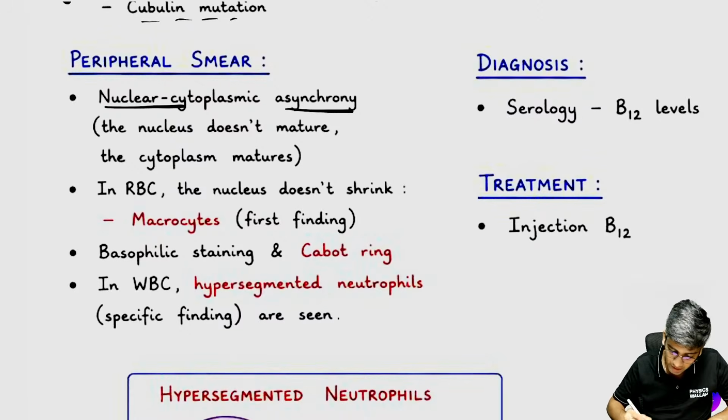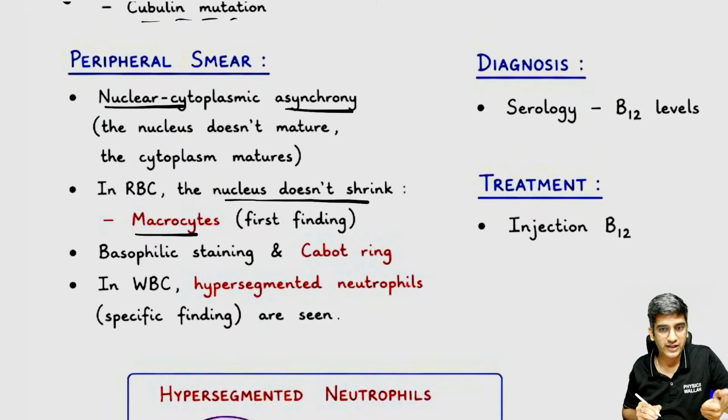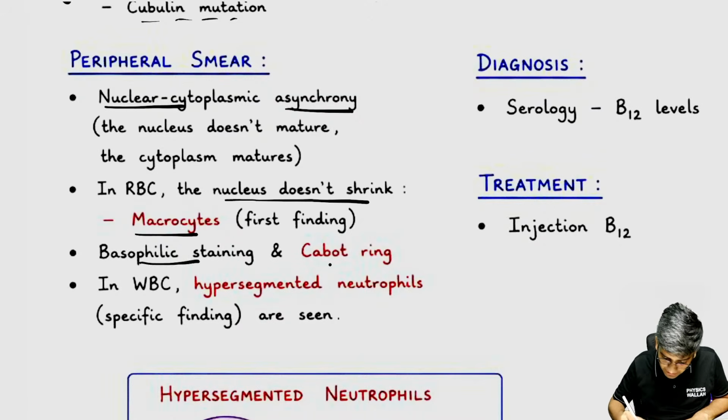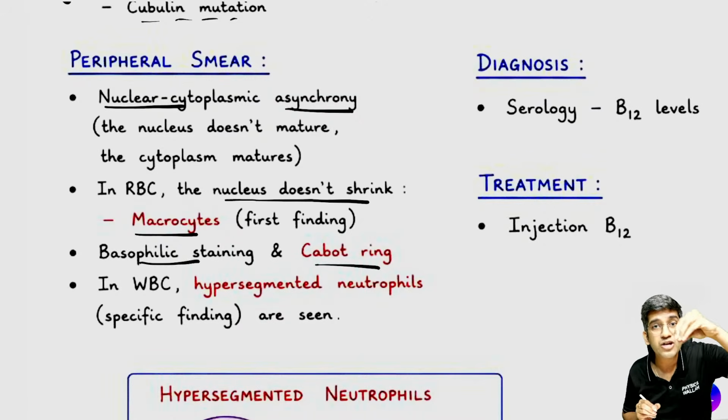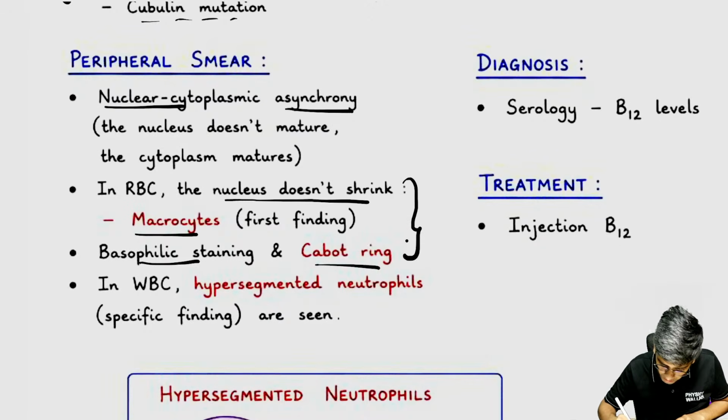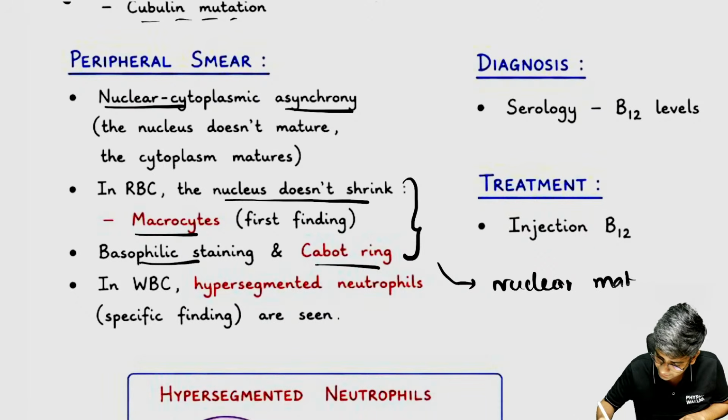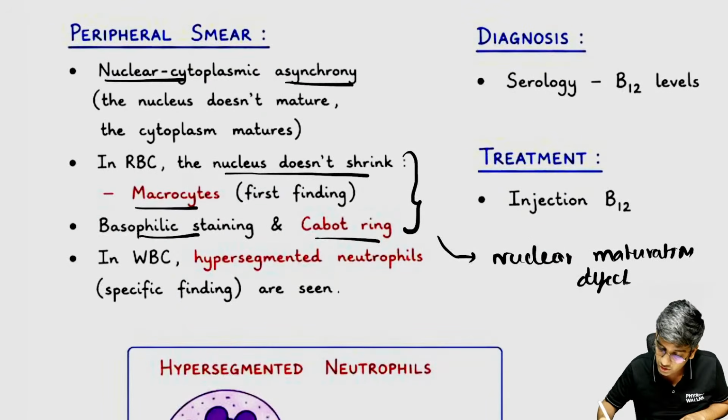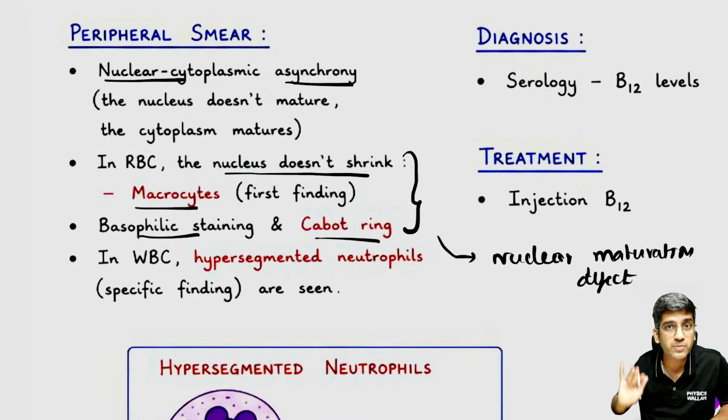Here, the nucleus does not shrink in RBC, so you'll have macrocytes. That's the first finding. The nucleus does not disappear in RBC so easily, so you'll have nuclear remnants, basophilic stippling, Cabot rings. These are all due to nuclear maturation defect, because nucleus maturation does not happen, but cytoplasm matures. That's why the RBC might have a good amount of hemoglobinization. MCH will be normal, fine.